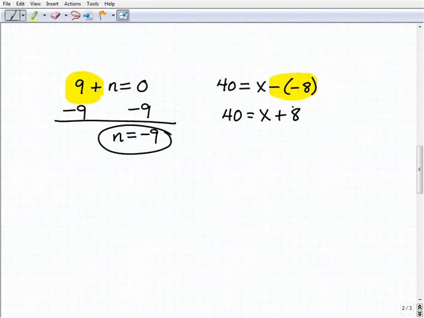So I have 40 equals x plus 8. That's what this really means. Now to get the x by itself, I've got to deal with this positive 8 here. So the inverse operation is going to be a negative 8, right?